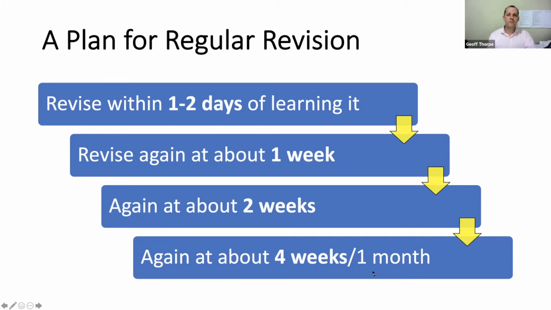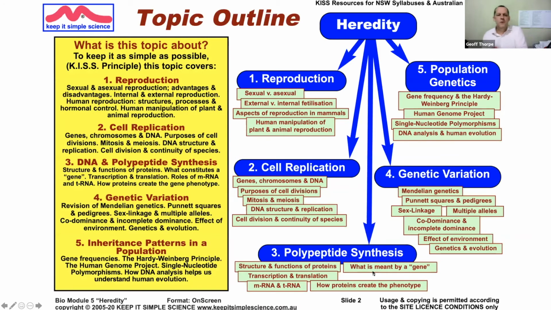Okay, so this is taken from the KISS notes. It shows a rough outline of what this module is going to look like. We may not be breaking it up into these 5 groups exactly, but it's a good way of breaking up all the little things that are in this module. It's called heredity, which is basically passing on genetic information to offspring, and continuity of the species. So we've got the 5 main areas.